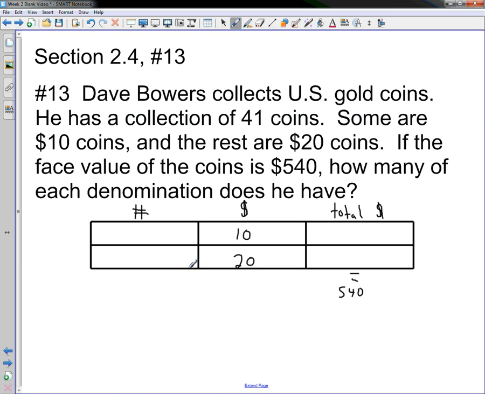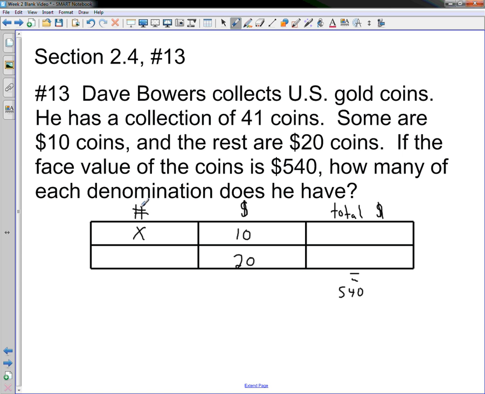Okay. I don't know how many are at $10, so I can call that x. That's an unknown value. We don't know how many are there. Now the second one is also an unknown value, but there is a way of finding out how many there are. So if we knew we had 15 here at the $10, well, I would just take 41 minus 15. That would tell me how many I have left over. That would have to be the 20.